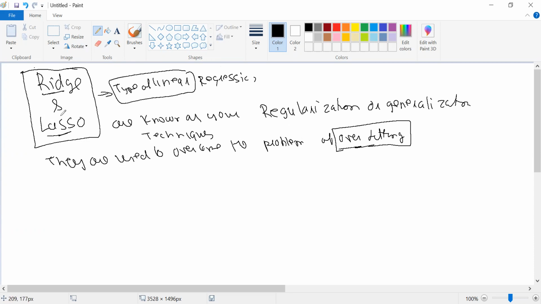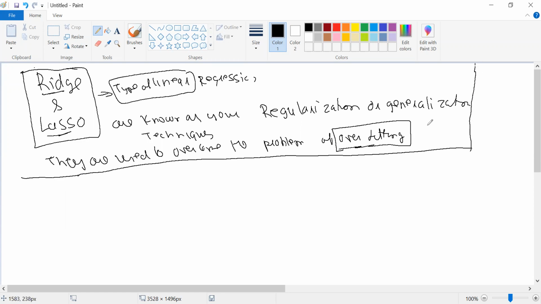So Ridge and Lasso are used to overcome the problem of overfitting. Please note down the line: if you think or see that your linear regression model is getting overfitted, then the solution is Ridge and Lasso. If you think linear is getting overfitted, you can apply Ridge and Lasso.